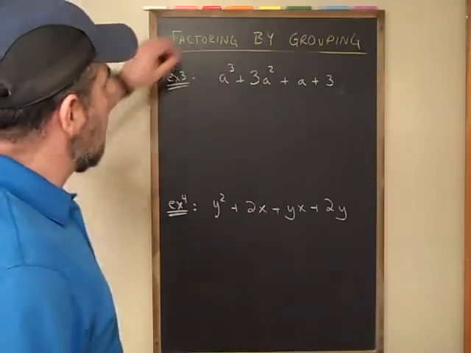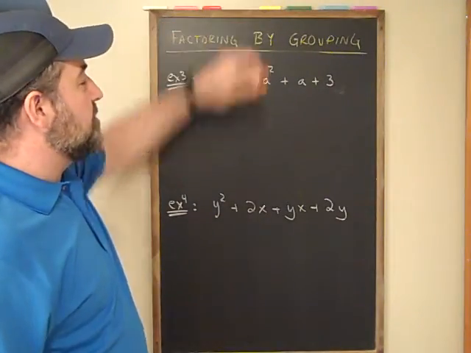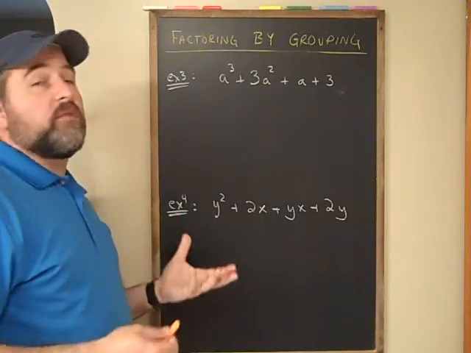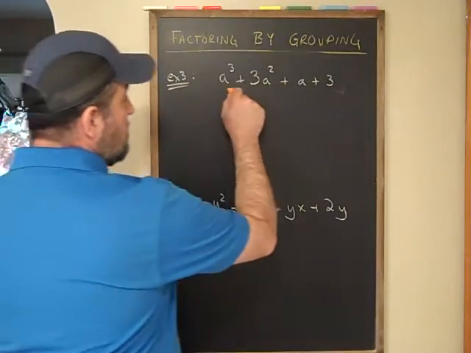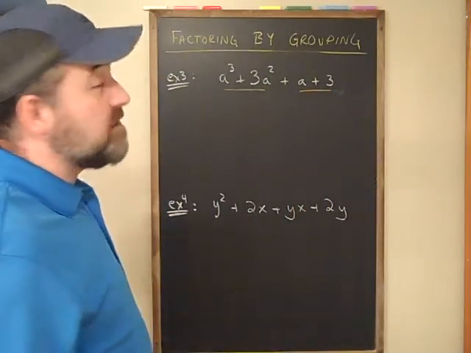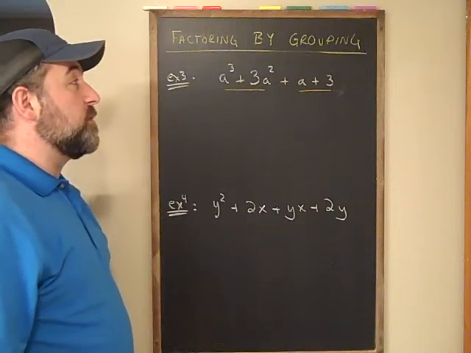Okay, so let's take a look here at example 3. I always encourage you to try factoring by grouping the first two and grouping the last two and seeing if something works out there. If it doesn't, then worry about rearranging the order.